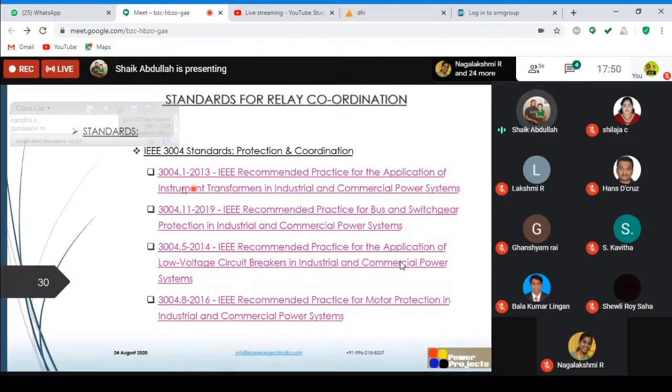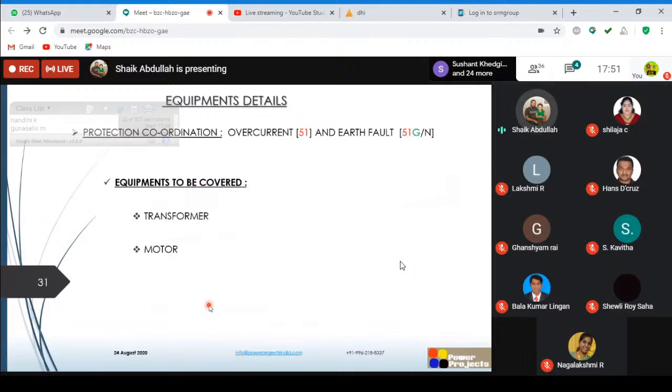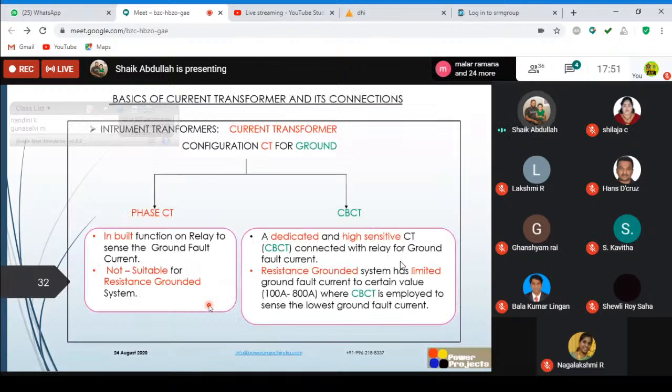For instrument transformers, we have one standard, 3004.1-2013. For bus and switchgear protection, you can refer to part 11, and for applications of ALB circuit breakers you have to go to part 5, 2014. And for motor protection, you have to go for part 8, 2016 version. Which equipment are we going to cover here? The major ones: if your microgrid system consists of a transformer and your load is a motor, then my protection is nothing but overcurrent and earth fault.